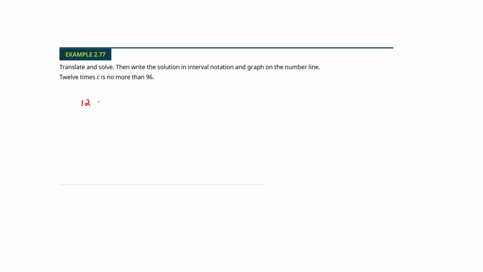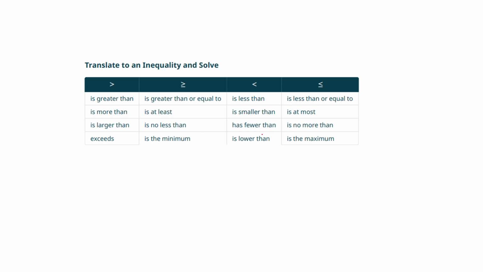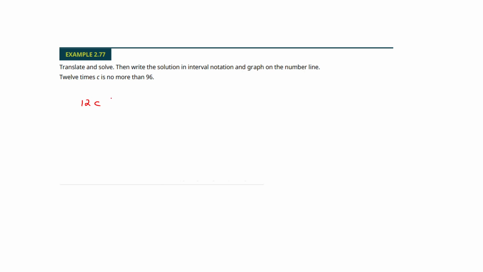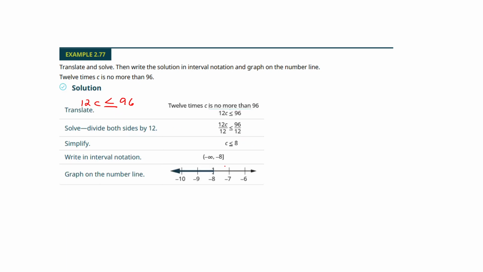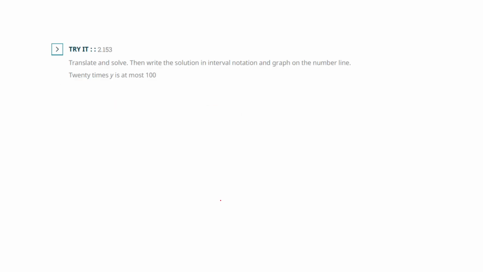12 times c. Now it's no more than 96. Now I'll show you on here. So no more than, can't you see that's what it would mean, less than or equal to? This is no more than. It's allowed to be 96, but no more than. Okay? All right, so they went through and solved it, and everything else there's the same. The key here is, can we turn them into math language? So I'm going to work another one.